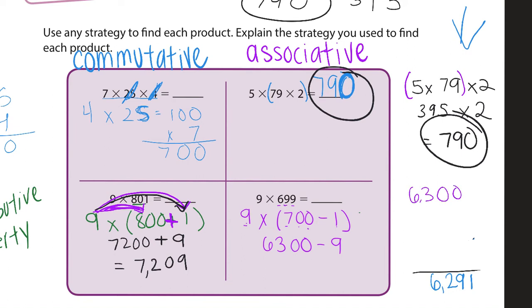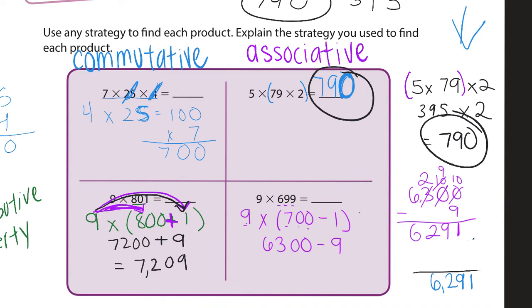6,300, sorry for the comma there, minus 9. And then I have to borrow. I can't borrow from here, so I go over. Now I can borrow from the tens place. This becomes a 9. This becomes a 10. And I still get the same answer.